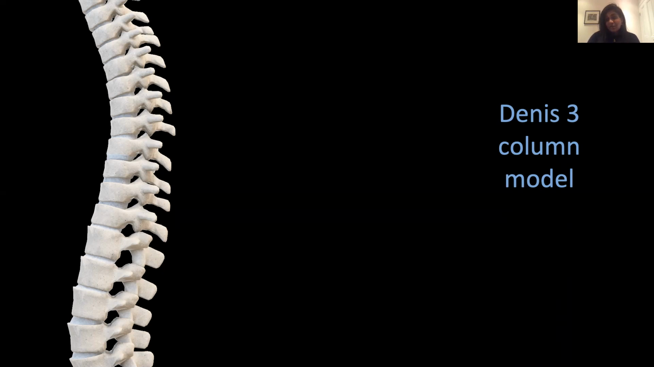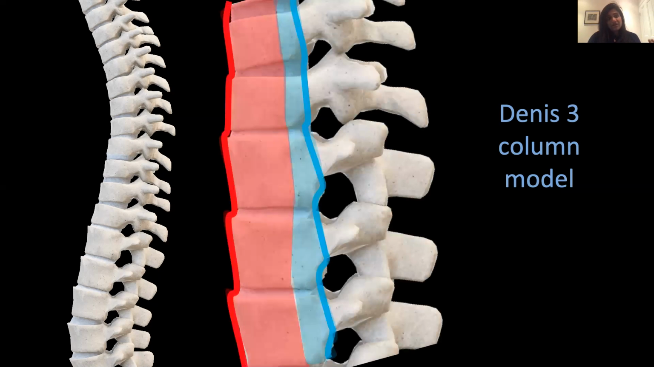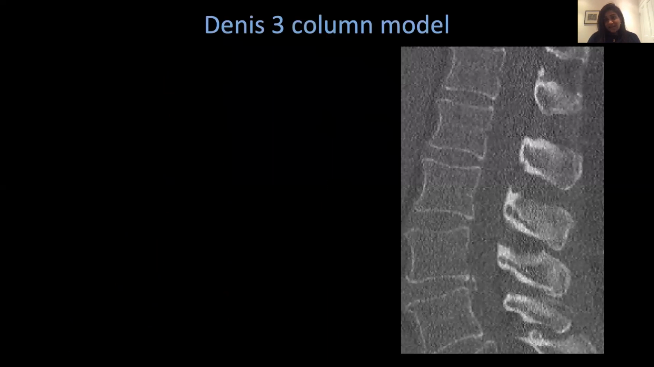So a simple anterior wedge fracture or just a sprain of the posterior ligaments is a stable injury, whereas a wedge fracture with rupture of the interspinous ligaments would be unstable, and a burst fracture would therefore always be unstable because at least the anterior and middle columns are disrupted. So in this Dennis three-column model, you have the anterior, middle, and posterior columns. So let's have a look at what exactly that comprises.